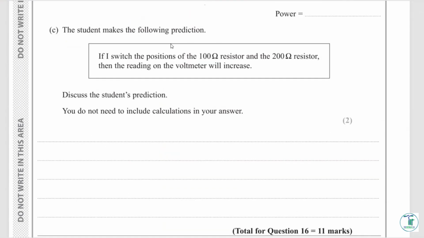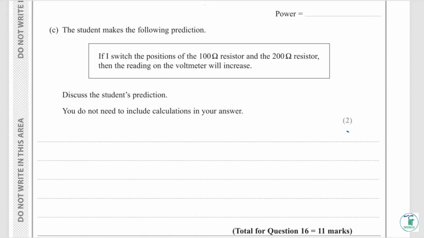Now, the student makes the following prediction. If I switch the position of the 100 ohm resistor and the 200 ohm resistor, then the reading on the voltmeter will increase. Discuss the student's prediction. You do not need to include calculations in your answer.